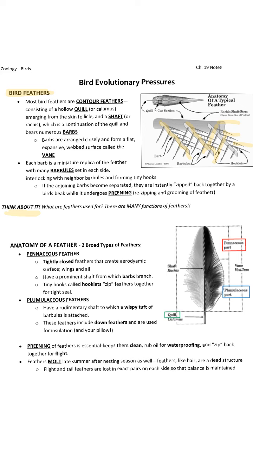Okay, if we look at the anatomy of a feather, there's basically two parts of a feather. There's the pennaceous or the contour feather. Now this is the tightly closed part of the feather, and the reason it is shaped the way it is is because it does create an aerodynamic surface. We also have plumulaceous feathers, which are the down feathers.